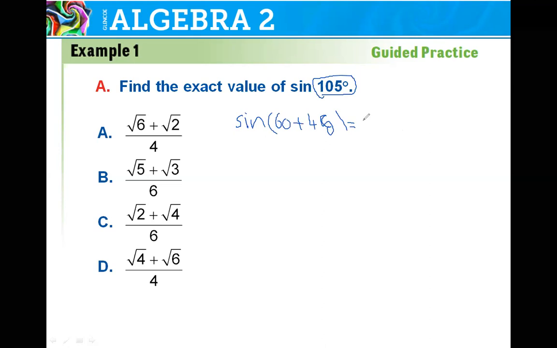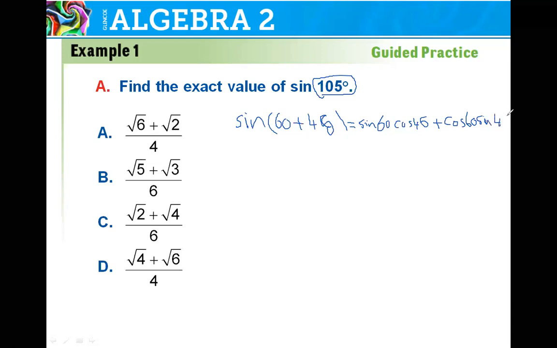Sine 60, cosine 45, minus or plus? Plus. Sine is the same sign, cosine is different. If you have plus here, it will be minus in the cosine, but sine is the same. So we have plus: sine 60 cosine 45 plus cosine 60 sine 45.